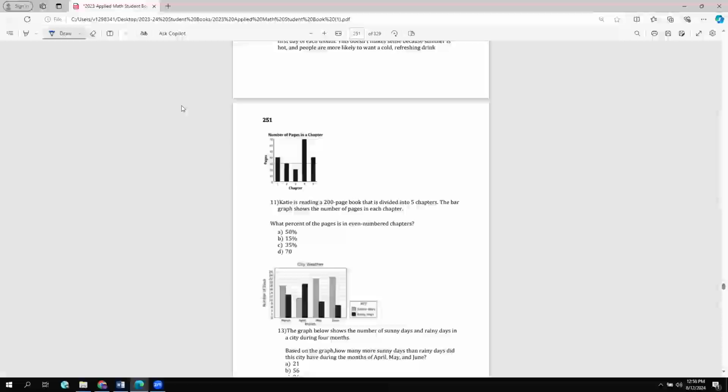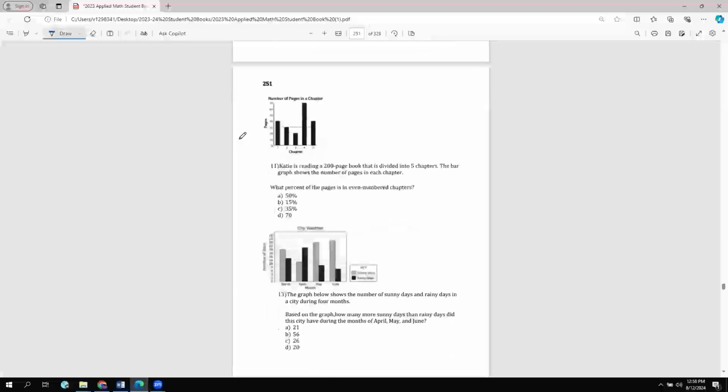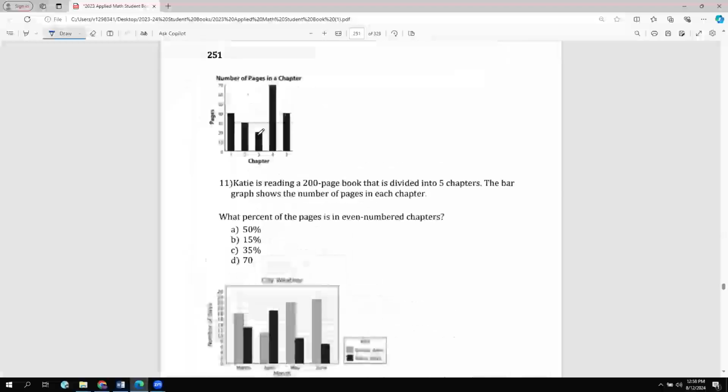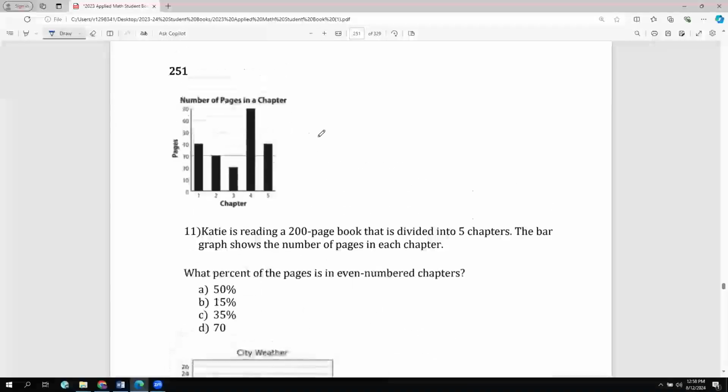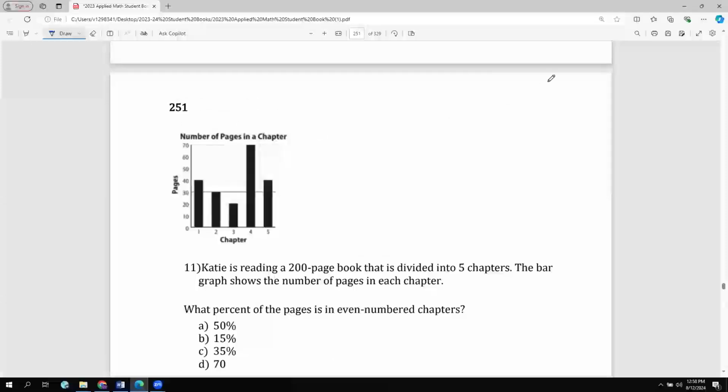Okay, we're going to do a couple of examples. Okay, now we're going to look at a couple of examples. What I want to do is zoom in on this question here. Now, let's go ahead and look at the question for number 11.